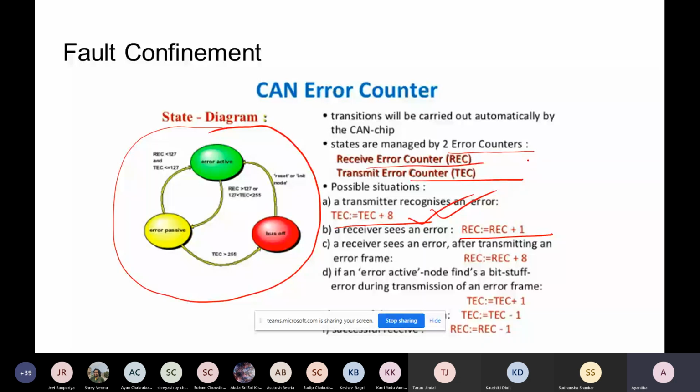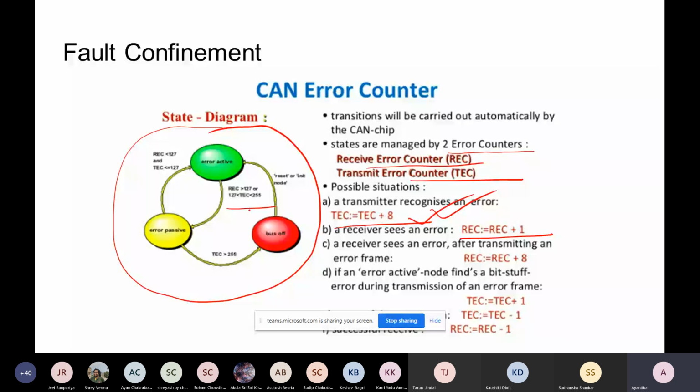Now, after a certain threshold, that means if TEC is less than 255 but greater than 127, and REC, the receive error counter, is greater than 127. These values are set with some previous calculations. There are calculations behind them depending on timing requirements and many factors, but at this point you should just know that these are the values set for these error counters.